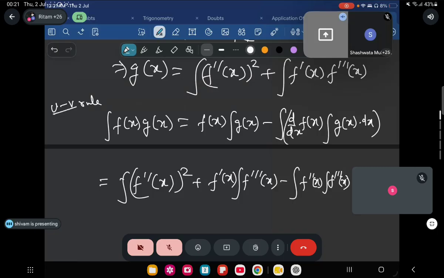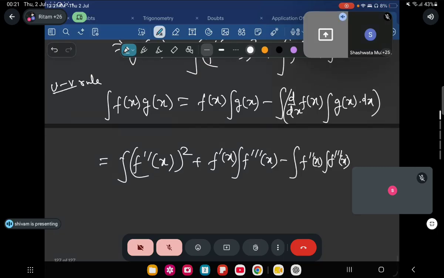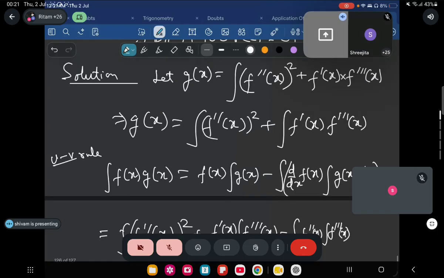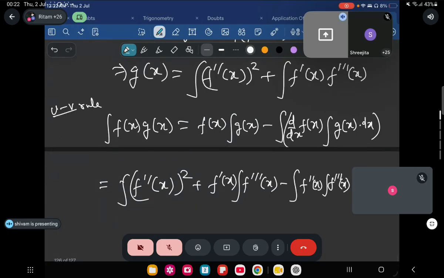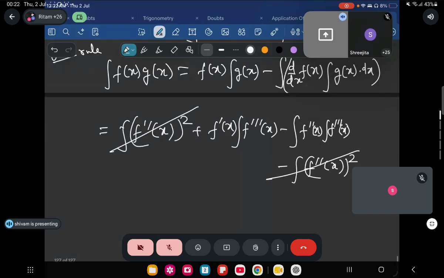Next, see everyone. You can understand that integral of f double dash x into f triple dash x will become f double dash x whole square only. Now see everyone, integral of f double dash x whole square minus integral of f double dash x whole square will get cancelled. And finally, you are going to get f dash x into f double dash x.